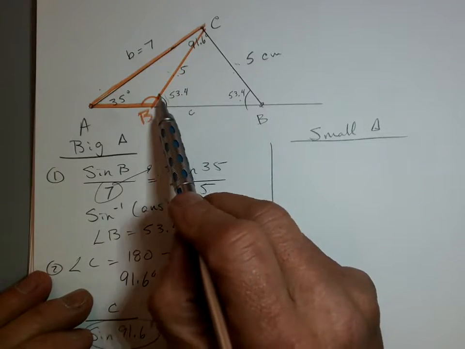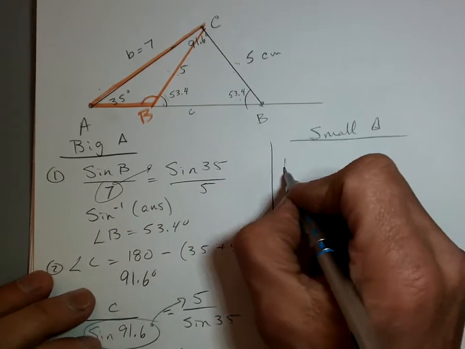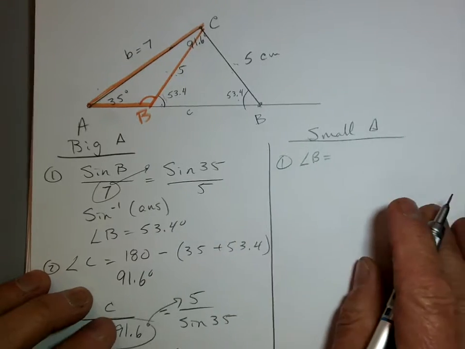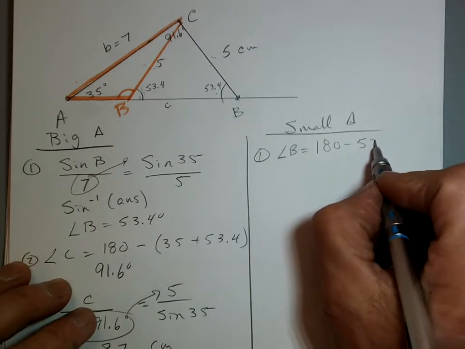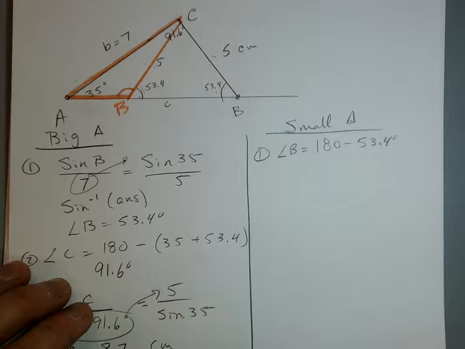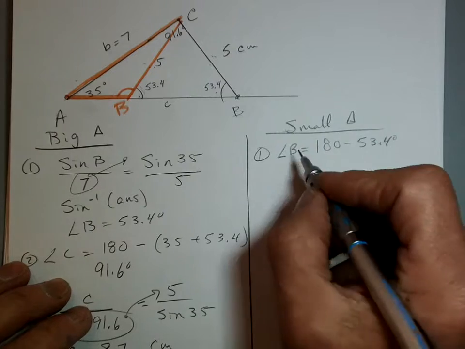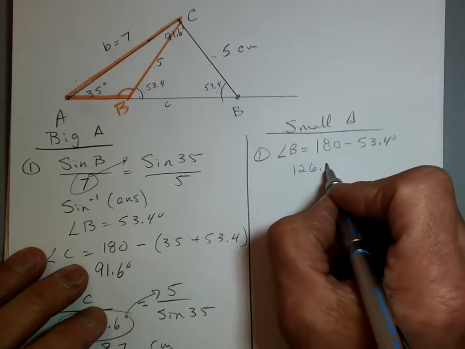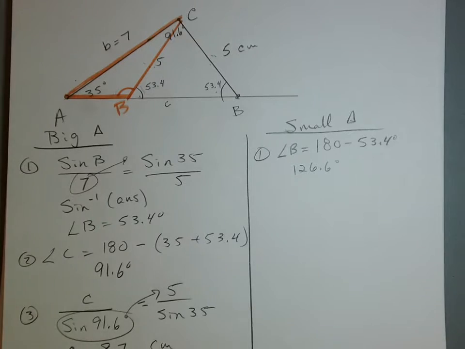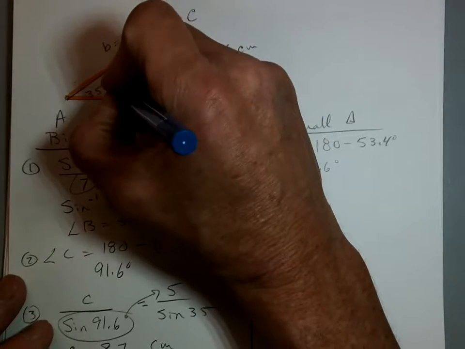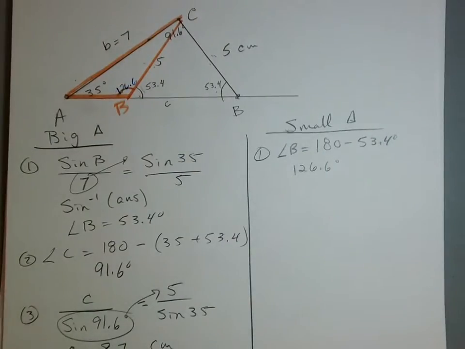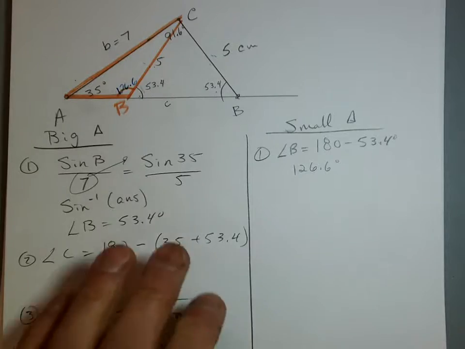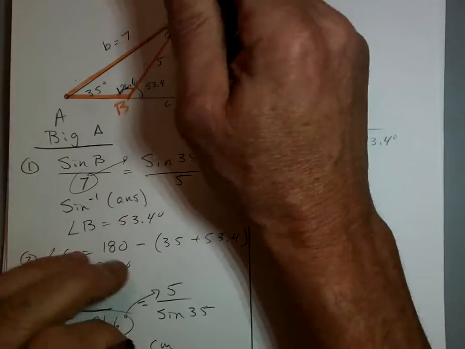So I know I've got a straight line, which is 180 degrees. So the first thing I'll do is take angle B is equal to 180 degrees, because of a straight line, minus 53.4 degrees. Okay, 180 minus 53.4. I get about 126.6 degrees. All right, I'm going to put that in there. 126.6. Now in the triangle, this angle C is no longer 91.6.